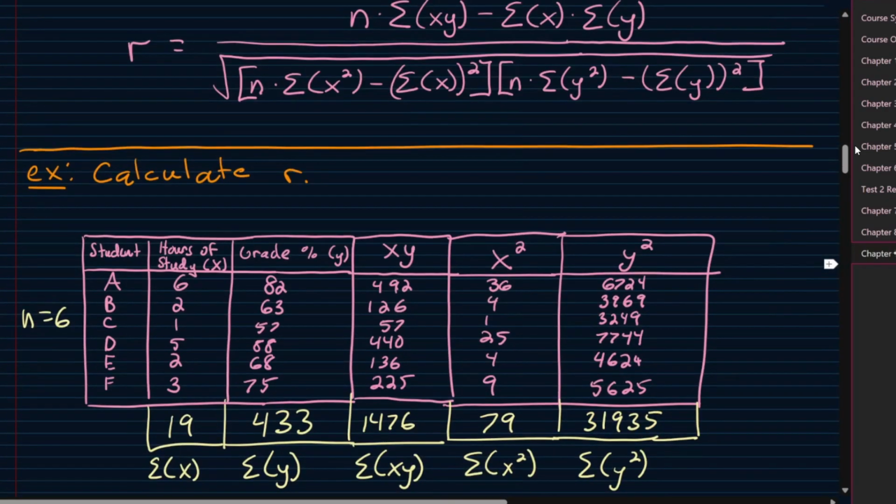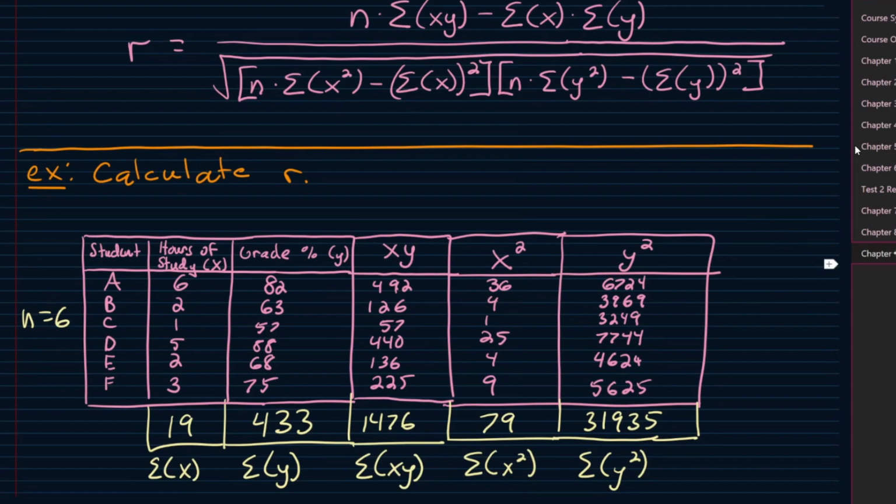So that's what I did here in this example, right? It gives us the first two columns, the x and y. And then I came up with xy, x squared, and y squared as well, and then the sums underneath.